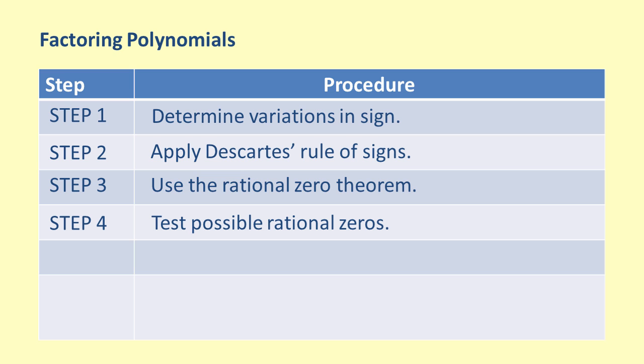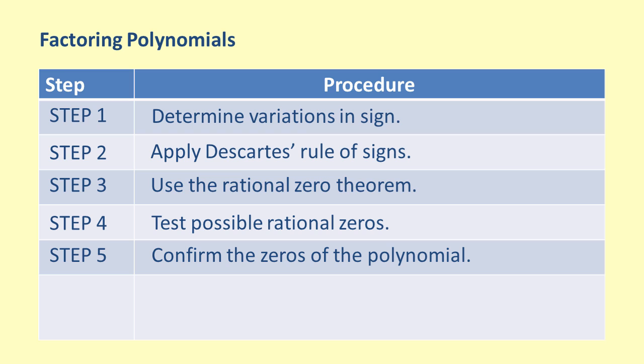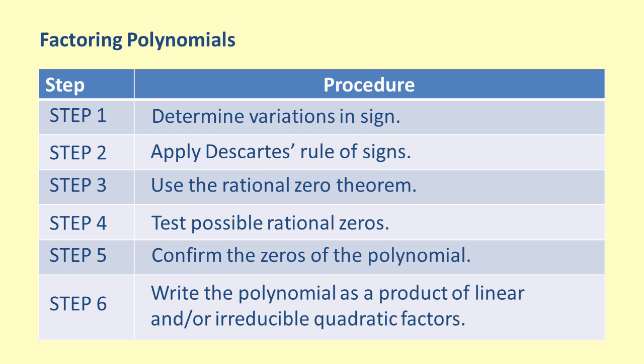Our fourth step will be to test the possible rational zeros we found in step 3. We will use synthetic division for this step. Once we've tested each of the zeros, our fifth step will be to confirm the zeros of the polynomial. Some of the zeros we found in step 4 may not be real zeros for the polynomial, so we will exclude those and only use the zeros that yield a zero remainder. Once we have found the zeros, our final step will be to write the original polynomial as a product of linear and/or irreducible quadratic factors.